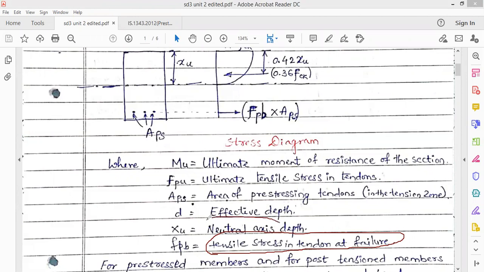XU is the neutral axis depth and D is the effective depth, and APS, as I said now, is the area of pre-stressing tendon and it is in the tensile zone. So now I show the same things with respect to the IS code, what is being given in the IS code.